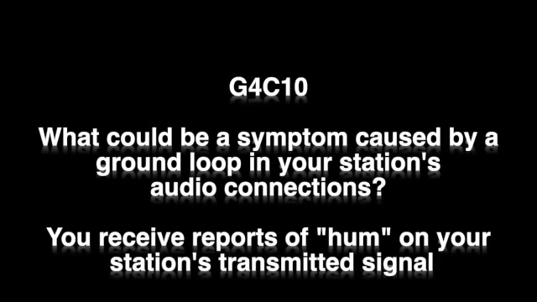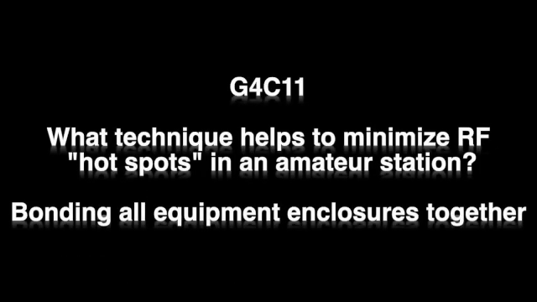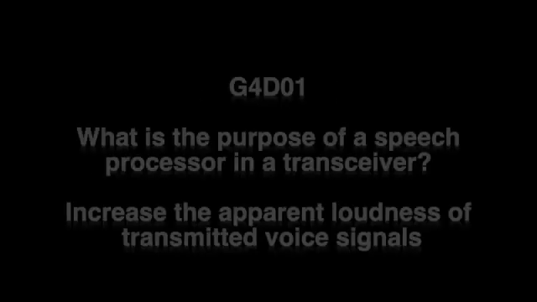G4C10. What could be a symptom caused by a ground loop in your station's audio connections? You receive reports of hum on your station's transmitted signal. G4C11. What technique helps to minimize RF hotspots in an amateur station? Bonding all equipment enclosures together. G4C12. Why must all metal enclosures of station equipment be grounded? It ensures that hazardous voltages cannot appear on the chassis. Group G4D: speech processors, S-meters, sideband operation near band edges.